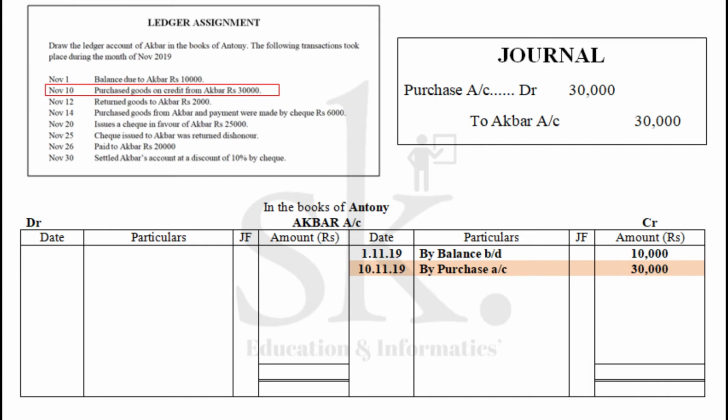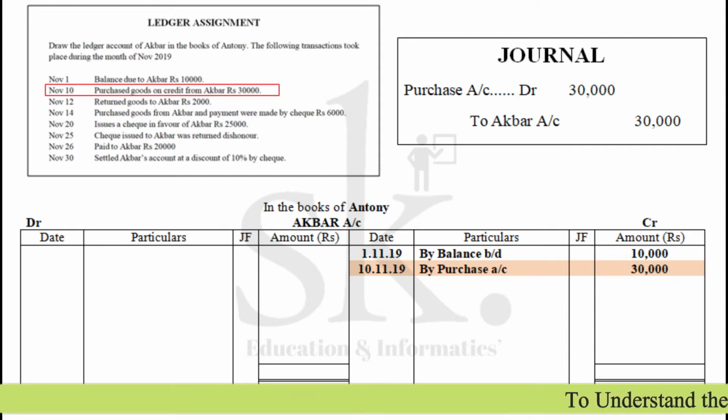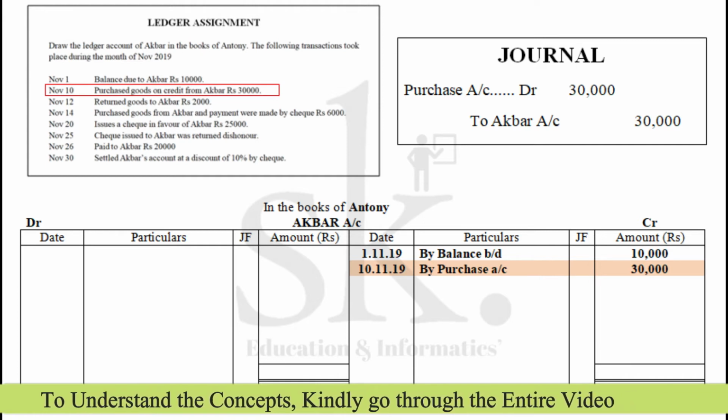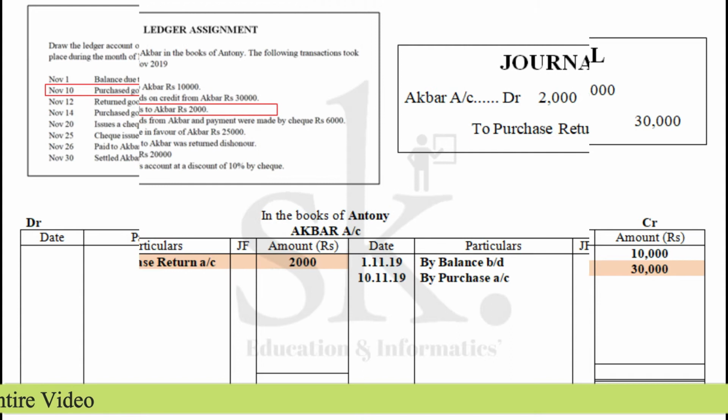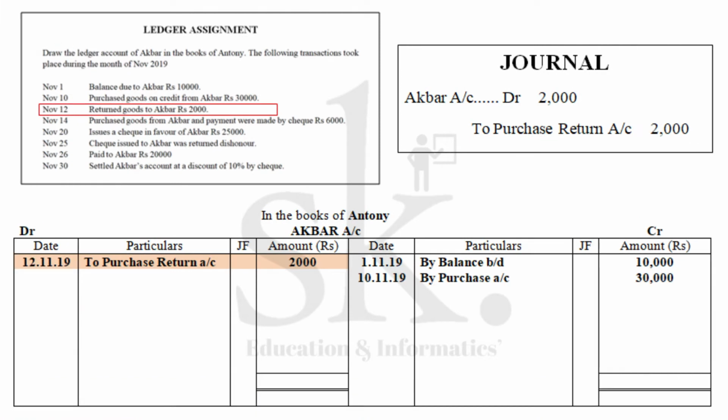On 10th of November, purchase goods on credit from Akbar rupees 30,000. So Antony has purchased goods on credit from Akbar. The journal entry will be purchase account debit to Akbar. Similarly, in Akbar's ledger, it will be by purchase account on 10th of November with an amount of rupees 30,000. On 12th of November, return goods to Akbar rupees 2,000.